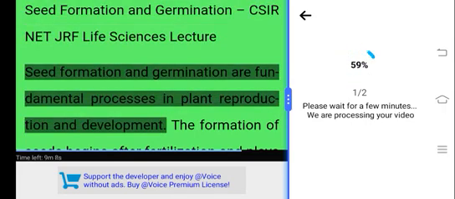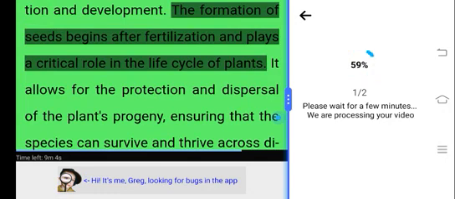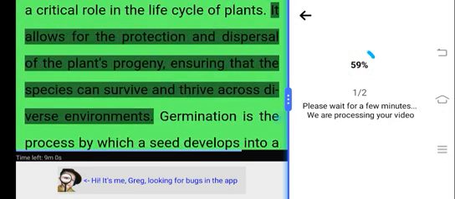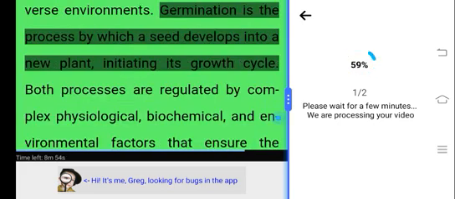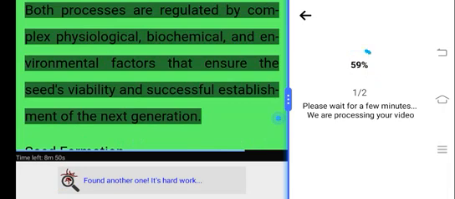Seed formation and germination are fundamental processes in plant reproduction and development. The formation of seeds begins after fertilization and plays a critical role in the life cycle of plants. It allows for the protection and dispersal of the plant's progeny, ensuring that the species can survive and thrive across diverse environments. Germination is the process by which a seed develops into a new plant, initiating its growth cycle. Both processes are regulated by complex physiological, biochemical, and environmental factors that ensure the seed's viability and successful establishment of the next generation.